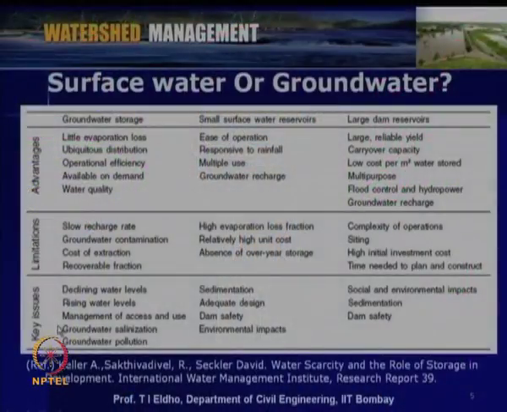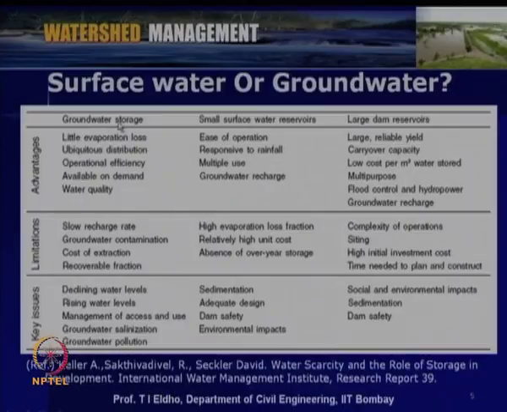Then also, if we want to recharge the aquifer, and if you are going for artificial recharge, we have to construct some artificial recharge structures, or we have to go for rainwater harvesting type of structures. So, these are some of the important issues when we discuss whether we have to go for surface water or groundwater. So, now as far as the surface water or groundwater question comes, let us look into what are the advantages, what are the limitations, and what are the key issues as discussed by Keller and others in a report of the International Water Management Institute.